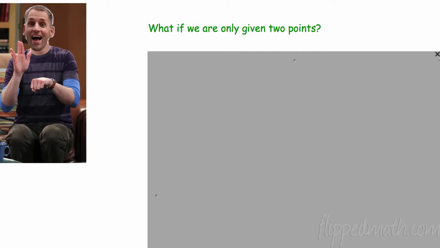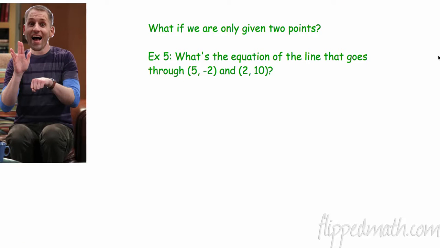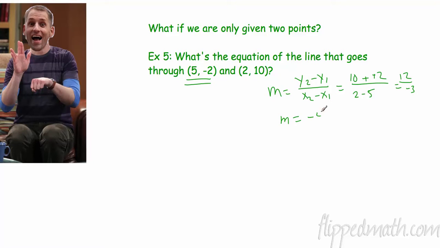Alright, what if we're given only 2 points? Well, to do point-slope, we need 1 point. Well, here's a point, and we need a slope. Good thing I have 2 points. I can find my slope. If you don't remember the slope formula, y2 minus y1 over x2 minus x1. I really hope you remember that. So let's find the slope here. 10 minus -2 over 2 minus 5. 10 minus -2, that's like 10 plus 2, that's 12 over -3. So our slope is going to be -4.